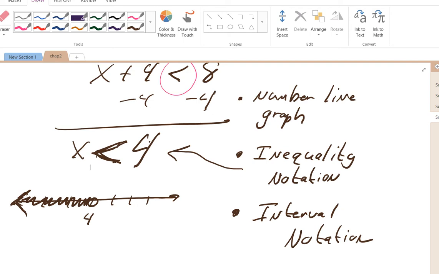Interval notation uses parentheses or brackets. In this case, we're going to use a parenthesis to start with. This is numbers less than 4, which means this continues to go on and on and on all the way to negative infinity. So that's what we're going to write here. The symbol for infinity is just a lazy 8, so it's an 8 laying down. And then we're going to stop it at 4 and put a parenthesis there. And that's called interval notation.